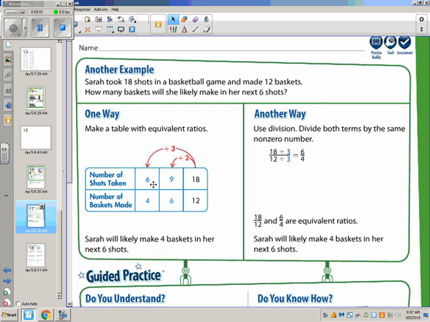On this example, they're just explaining that not only can we multiply to go forward in our table, the reverse is true as well, or the inverse. We could divide by the same number on both the top and the bottom to find a smaller ratio. So I can multiply both the top and the bottom by 2. I can multiply by 3, divide by 3.